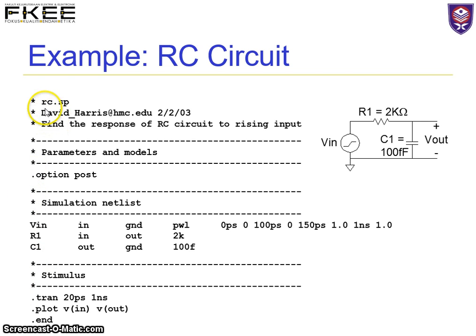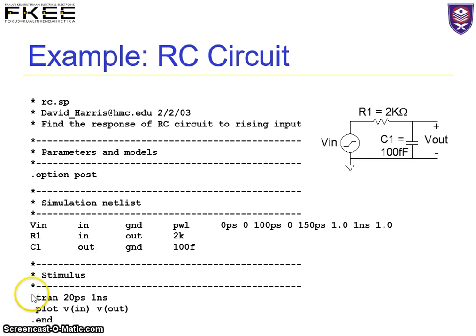So this is an example of rc.sp describing the behavior of the circuit, which consists of only three elements: Vin, R1, C1. Vin is between in and ground. It is a PWL, the PWL of this particular Vin. R1 is between in and out nodes, the value is 2K, and for the capacitor between out and ground, the value is 100 femto.